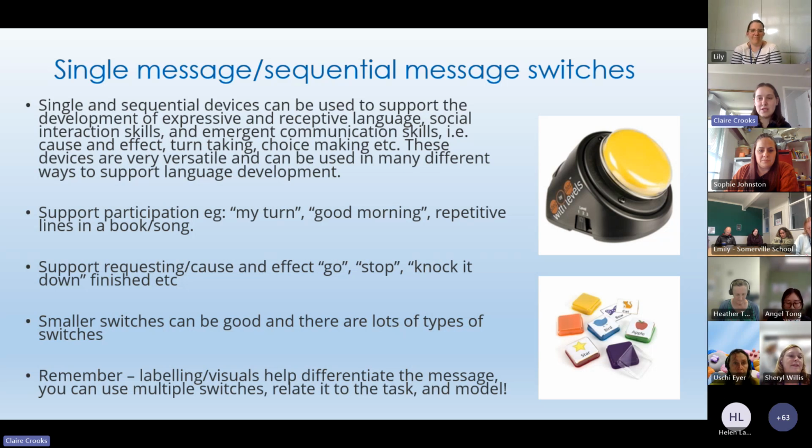Using a couple of switches at once for different activities or words or actions to get people to do, stop and go, is really nice for teaching that the different switches have the different meanings and can help that switch skill development. And always just keep modeling and things like that.